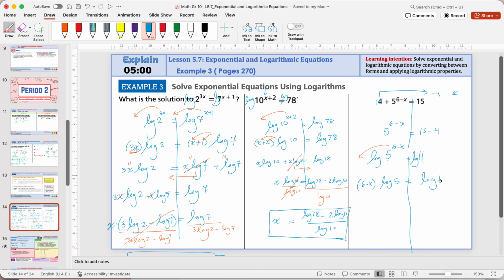There is no power, just write log 11. Here, distribute the log 5. Each one will take log 5. I'm tired of solving such questions. Minus x log 5 equals log 11. And then there are only two terms that are numbers and one term only that is a variable. So just kick the number to the other side. It's going to be negative 6 log 5. Let's clean up a bit.